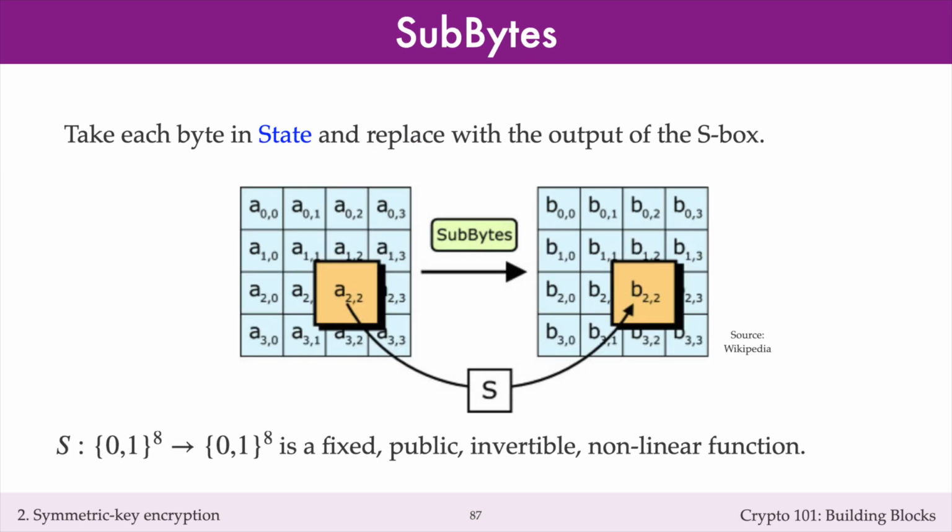SubBytes takes each byte in the state and replaces it with the output of the S-box as shown in the figure. Recall that the S-box is a fixed, public, invertible function which maps bytes to bytes. The S-box is a nonlinear function. I'll next describe the AES S-box. You'll see that its description is algebraic in nature. The algebraic structure of the S-box was used to analyze the security of AES against certain kinds of attacks. I won't be saying anything about the security analysis.